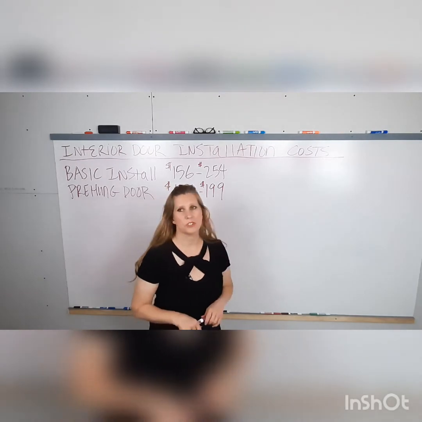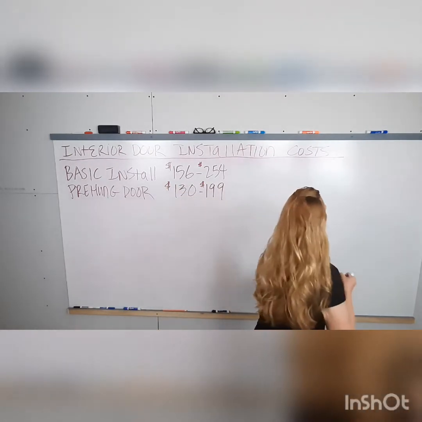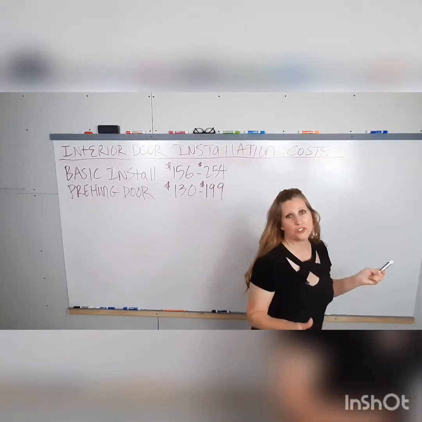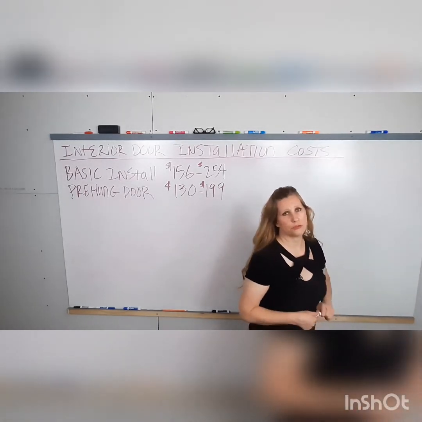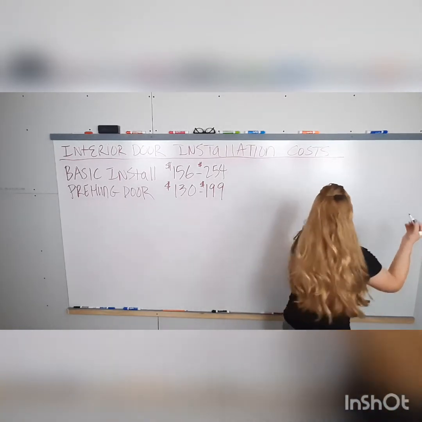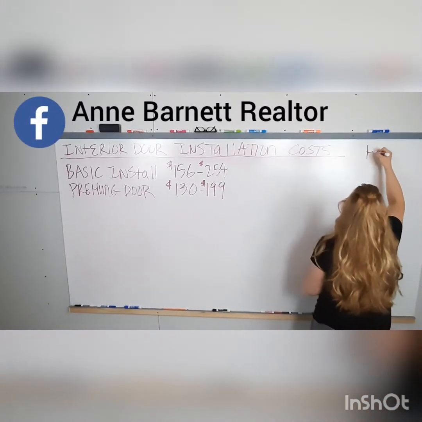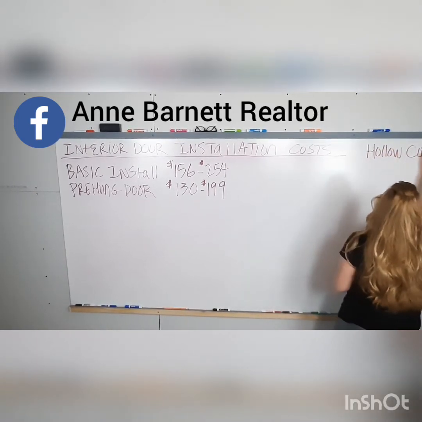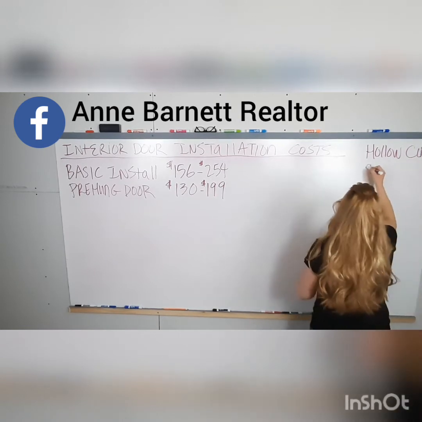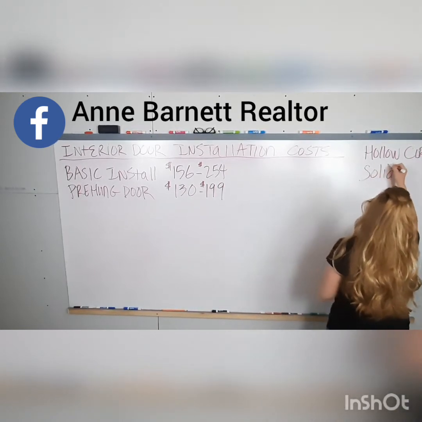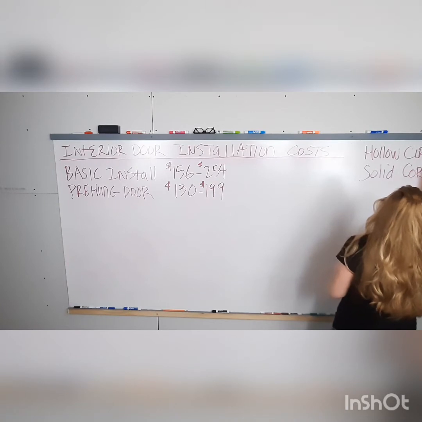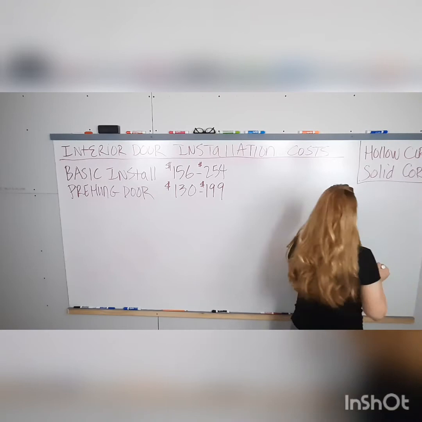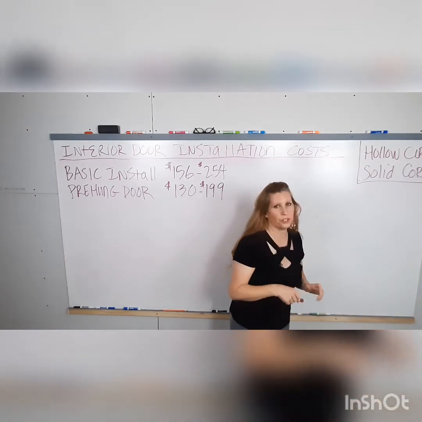So I'm just going to quickly mention that there are two types of doors. If you're installing in your home, you'll need to know which type you're going to install in which room, and I'll explain that. So there are what's called hollow core doors, and there are also something called solid core doors. Those are the two types. So you'll have to determine which one you're putting in which area.